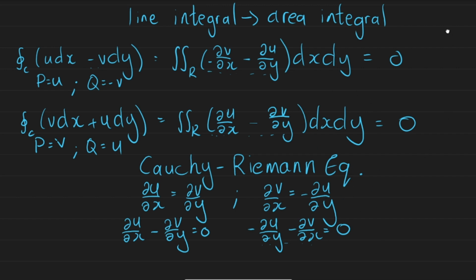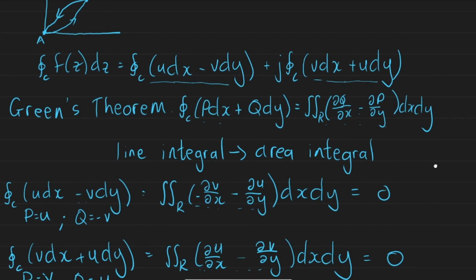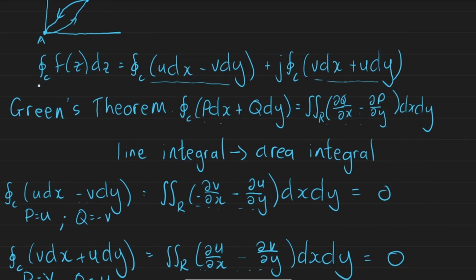So what does this mean? It means that if we look at this line integral of f(z) dz, if this part is equal to 0 and that part is equal to 0, which is what we have just shown, it must mean that this line integral is equal to 0. We can write that as a result.